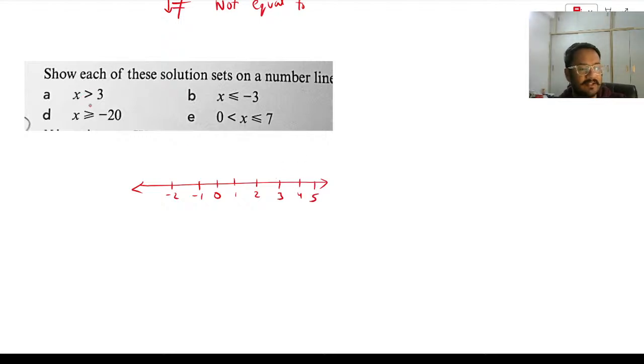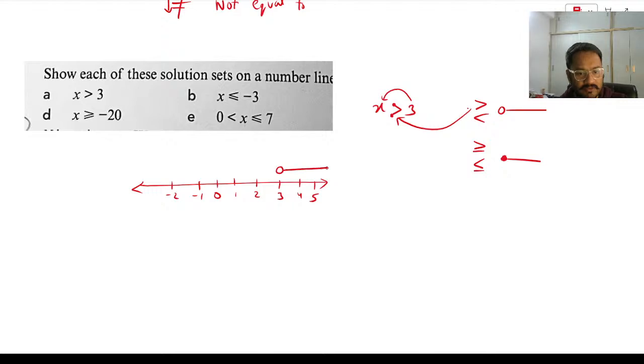Now this sign implies that x is greater than 3. Because of this symbol, whenever there are these type of symbols, we use this sign, and whenever there are these type of symbols, we use this type of sign. So for this, because it is this type of symbol, we'll use this sign, and because x is greater than 3, the sign will be this, right? So this is how we solve.